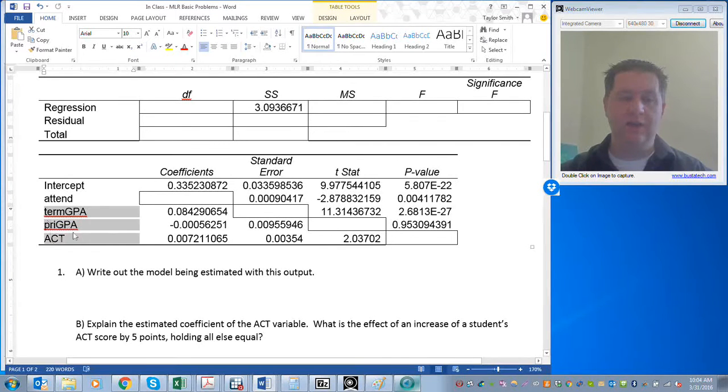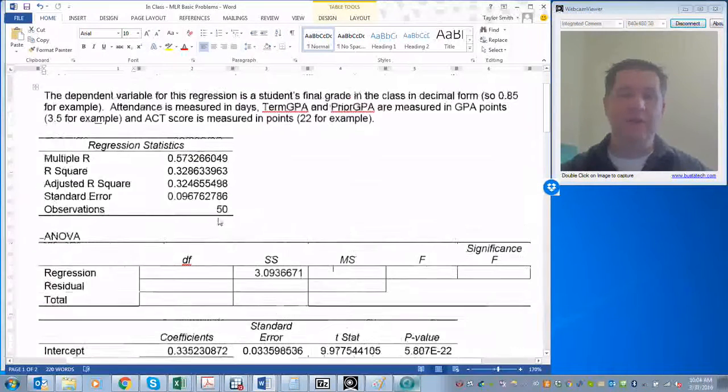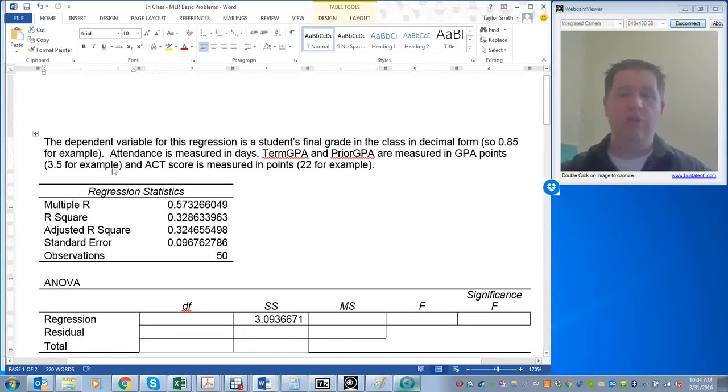because those variables are then listed down here at the bottom. So there's basically two places you can get a list of the variables usually. One is in the actual regression output. So there's the 4 variables that we care about. And then we can know how to interpret those variables based on their units up here. So we know attendance is measured in days. The 2 GPAs are measured in GPA points, which makes sense. And ACT scores are measured in ACT points. Okay, so I give that up there to give you some context on how to interpret things.